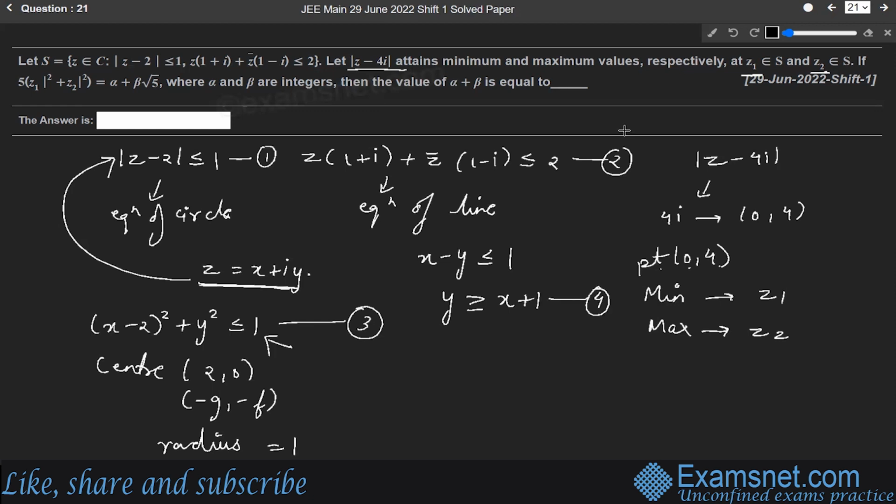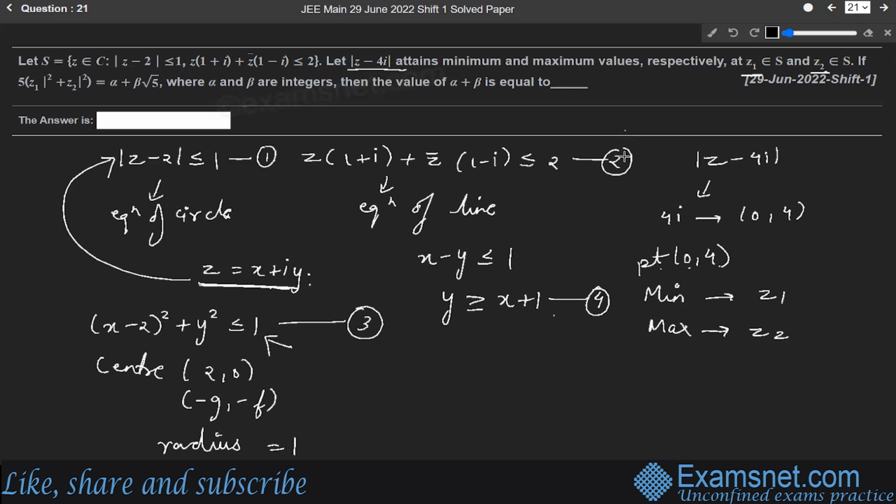Okay. So we have substituted Z equal to x plus iy in both the equations to get their real forms. So if we have y greater than or equal to x plus 1, it simply means that we want to make the line y equal to x plus 1, and we have to take the part above the line. Okay. So now it is clear where we have to form the line.